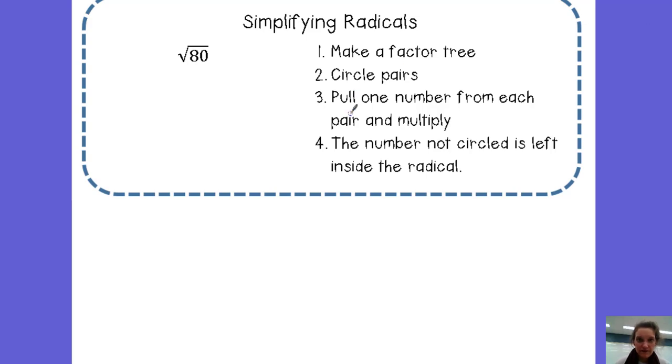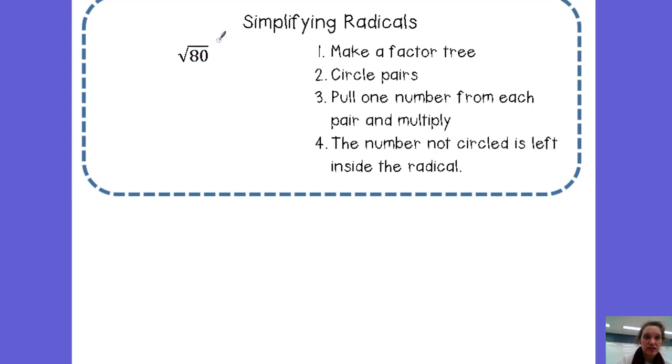To simplify radicals, we are going to take the number that's underneath the square root, which is called the radicand, and break it apart into factors. So we're taking this number and splitting it into two numbers that multiply to give me that number. So first I'm going to make a factor tree for 80.